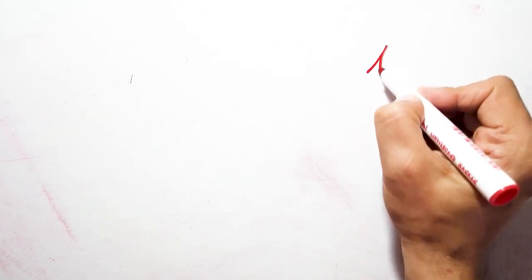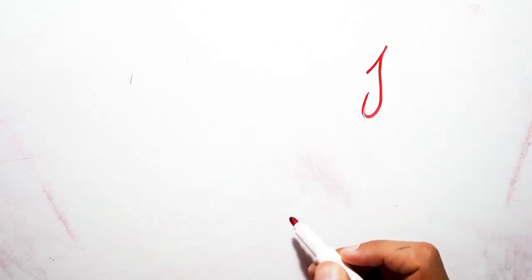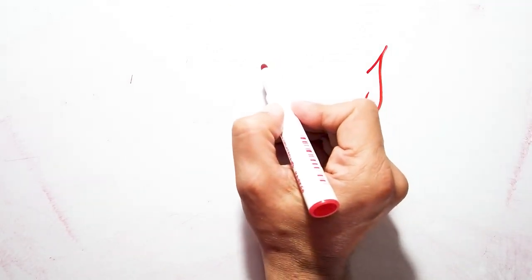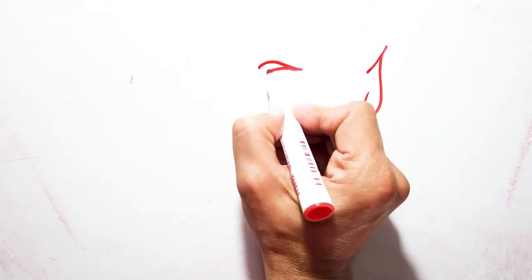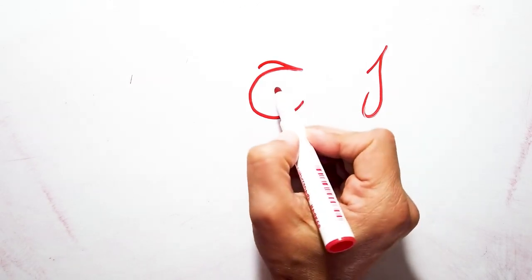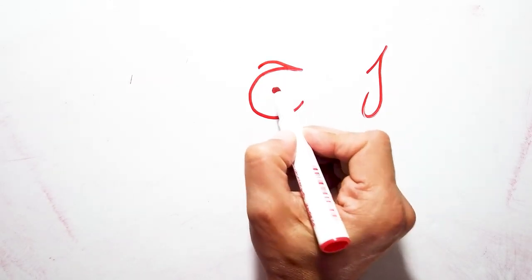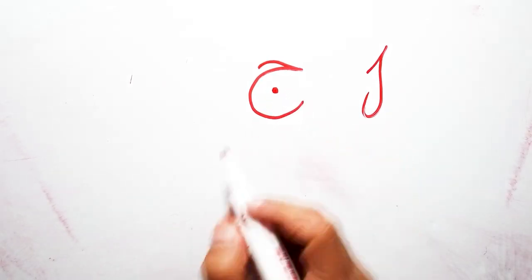The following letter is J. It sounds like J in English. It is this letter. And we must add a dot here. J.